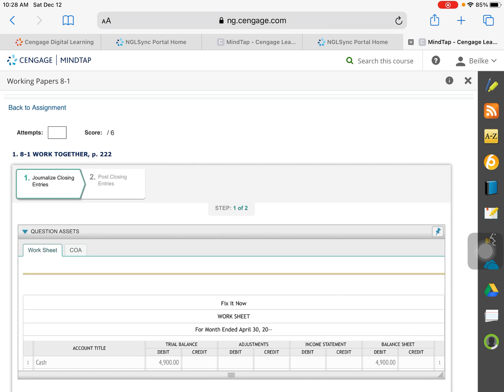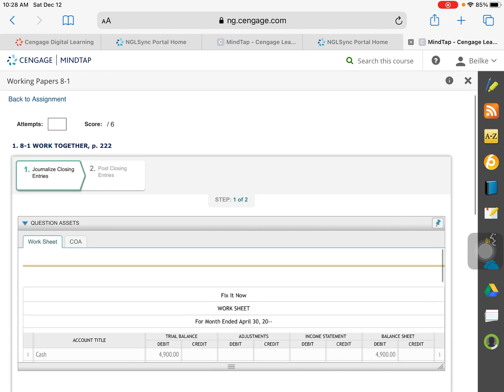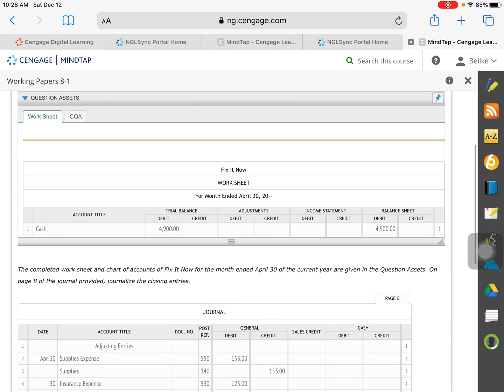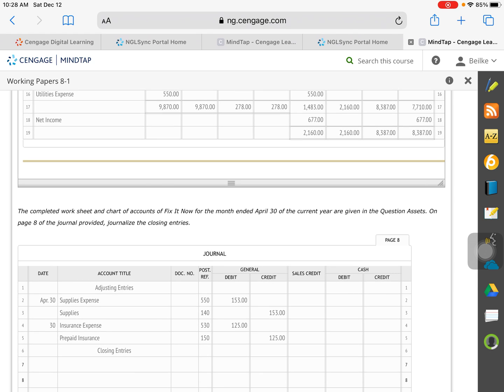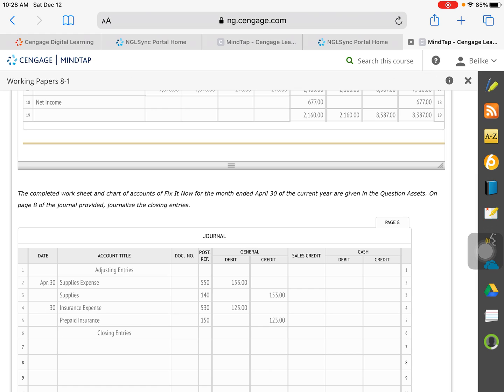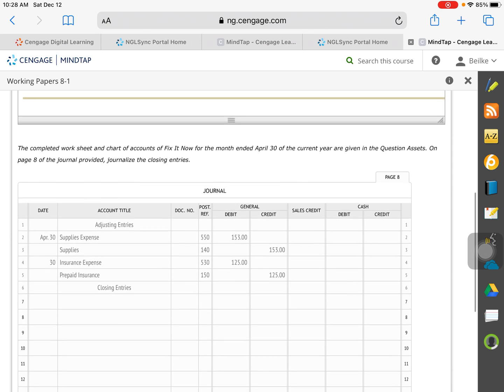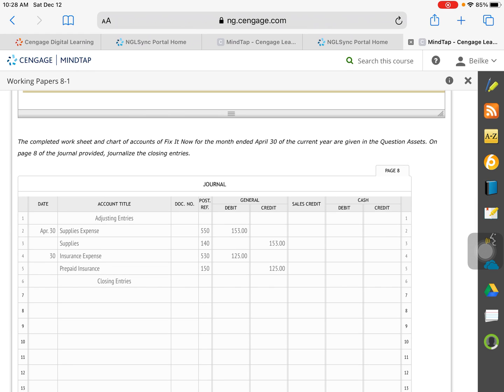Okay, so on this problem, you can see there are two tabs. We're going to journalize closing entries and we're going to post the closing entries. Up at the top, you'll see that you have your worksheet, and then it says the instructions: the completed worksheet and the chart of accounts of Fix It Now for the month ended April 30th of the current year are given. On page 8 of the journal, provide journalized closing entries.